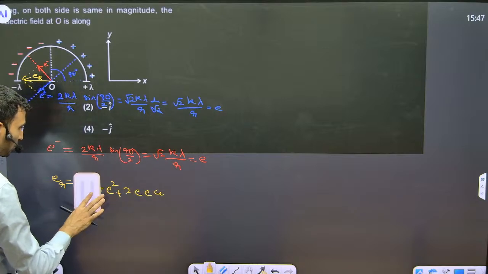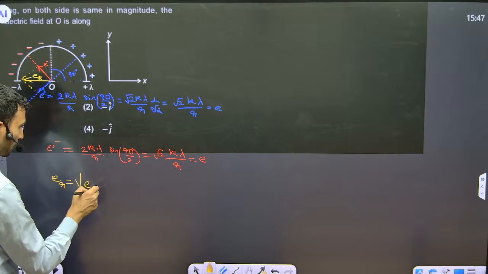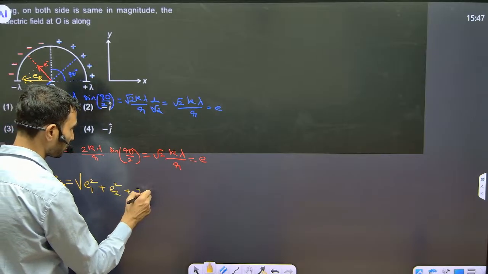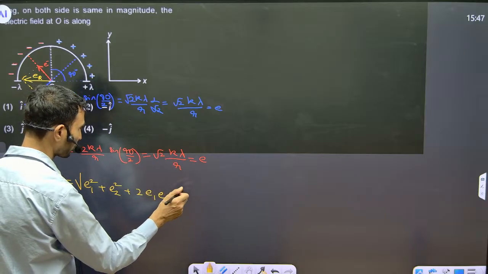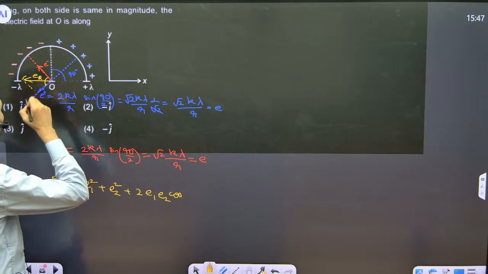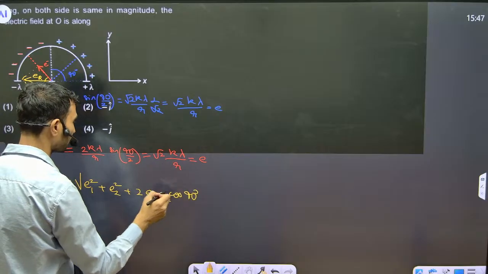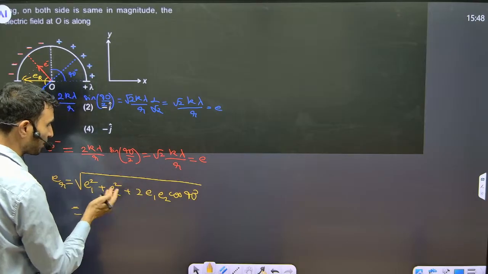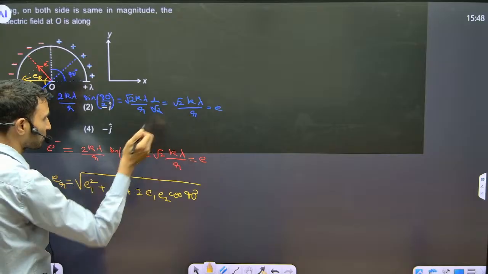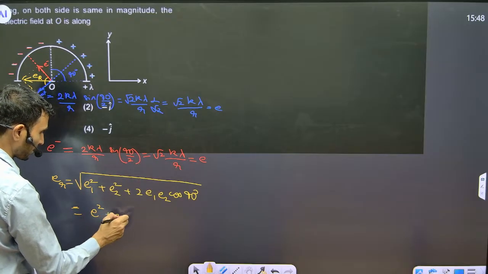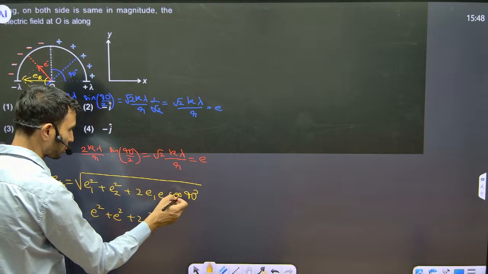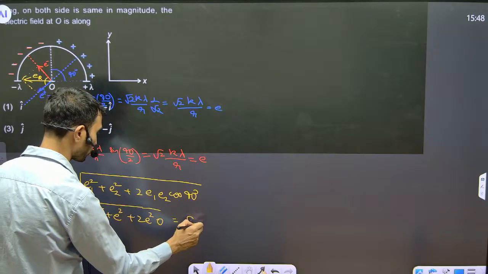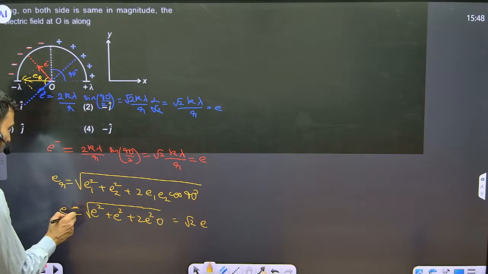So we are using this formula. You know the resultant formula is root of E1 square plus E2 square plus 2 E1 E2 cos theta. What is the angle between them? 90 degrees, right? E1 and E2 are both equal, so E square plus E square plus 2 E square cos 90, which is 0. So you basically get root 2E. That is the resultant electric field, root 2E.